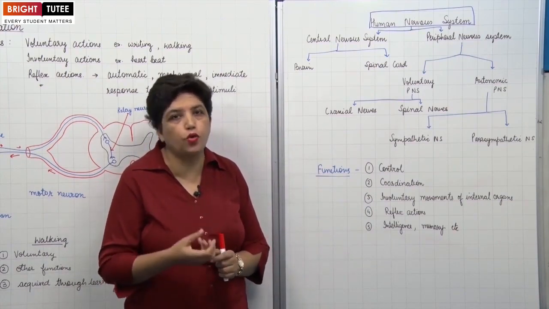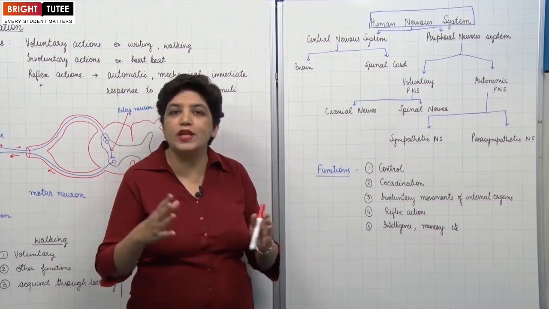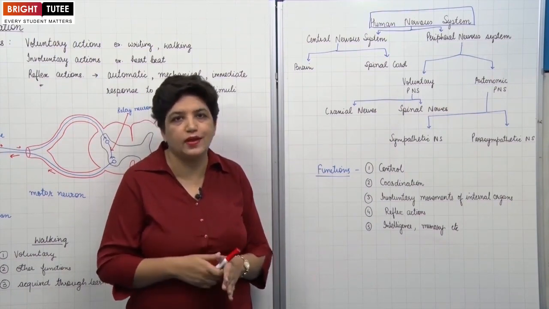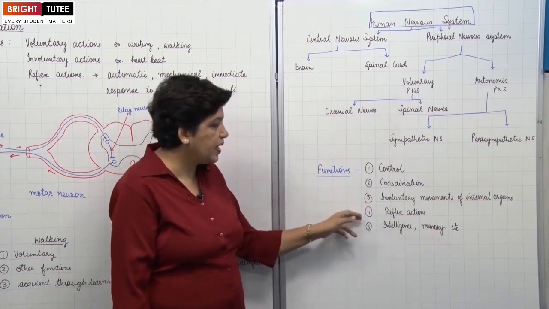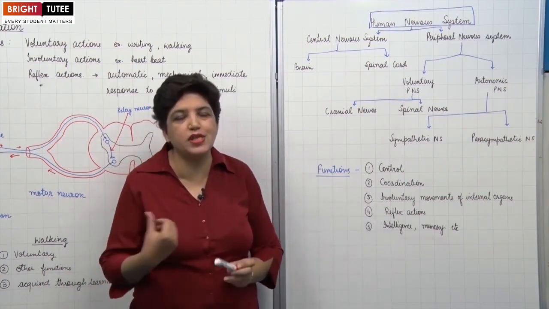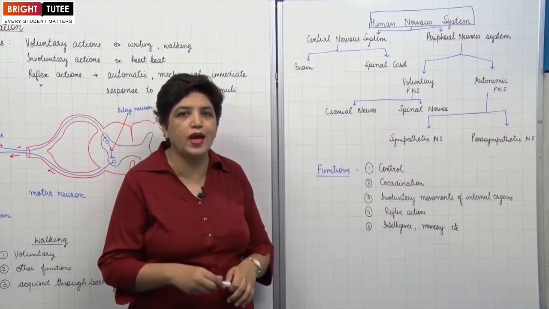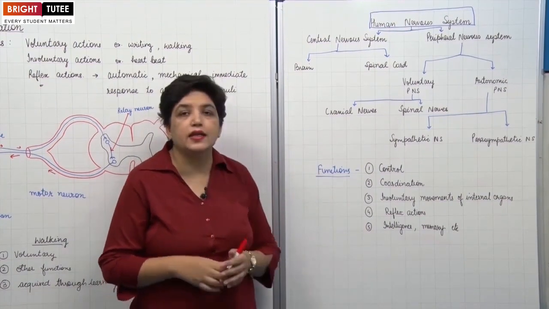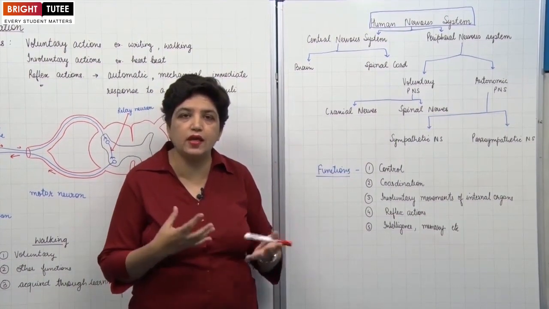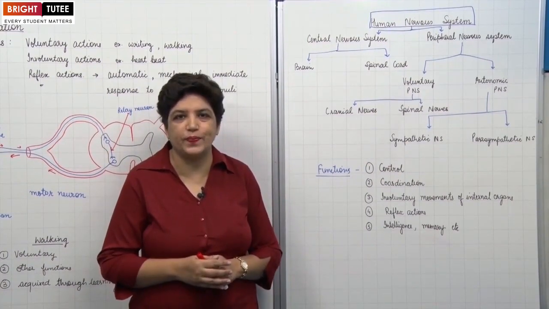Thirdly, the involuntary movement of internal organs. These are also controlled by the nervous system, like beating of heart, movement of rib cage for breathing. All these involuntary actions are controlled by nervous system. Next, reflex action, which we just studied in detail. So the quick response to harmful stimuli are regulated by nervous system. And lastly, intelligence, memory, thinking, all these are also controlled by our nervous system. Now let us move on to the next topic.